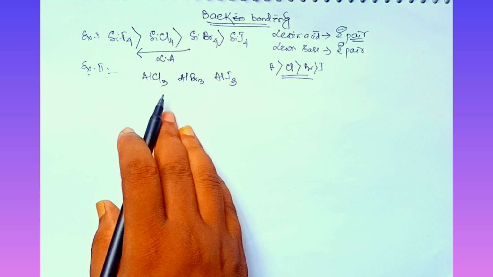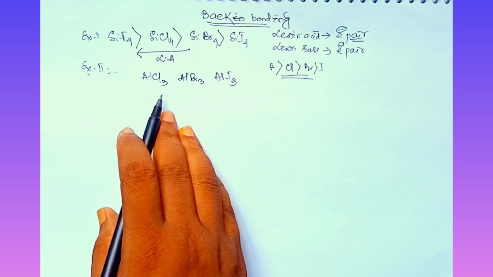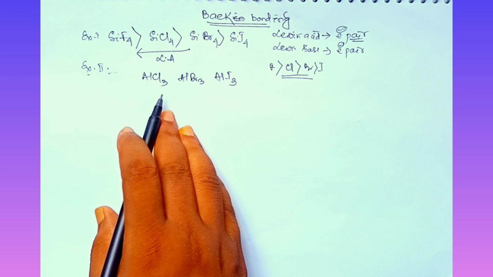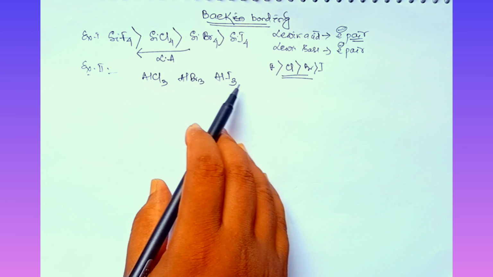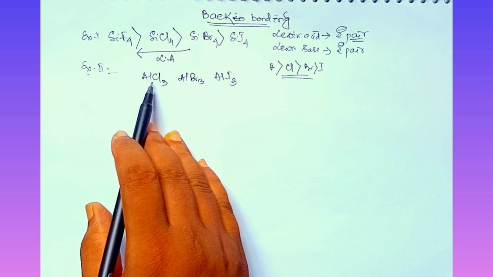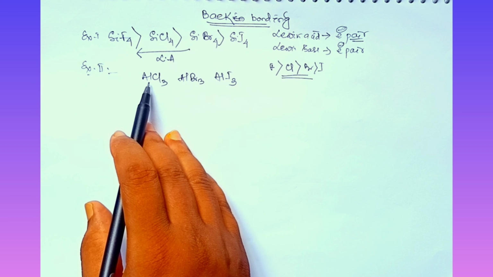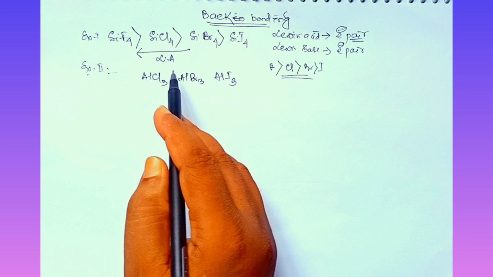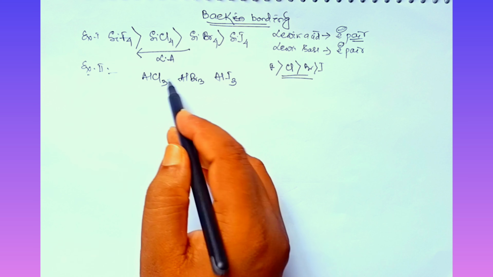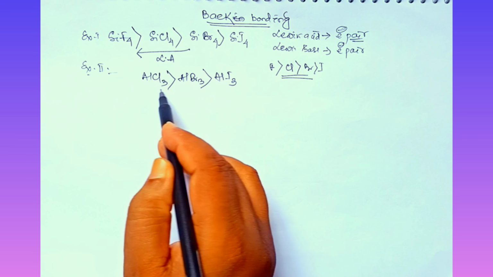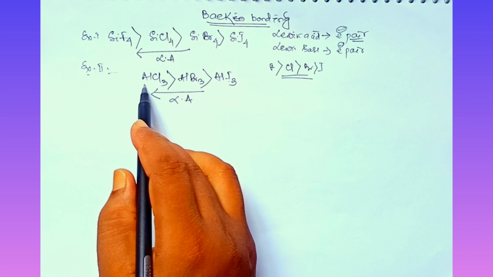We know that whatever can easily accept the electron pair is the better Lewis acid. So here chlorine has the higher electronegativity, then bromine, then iodine. So among the three molecules, the electron scarcity over aluminum is more due to the higher electronegativity of chlorine. That's why it acts as a better Lewis acid than the others. So the Lewis acid strength will vary in this order. This is the least and this is the highest.